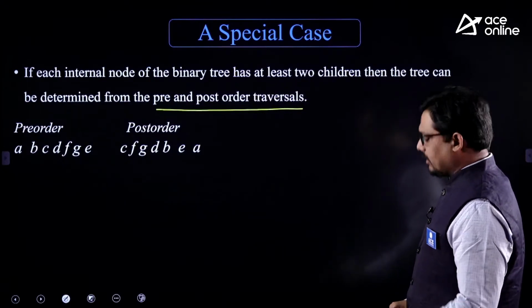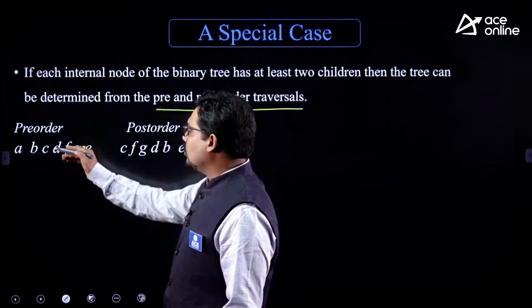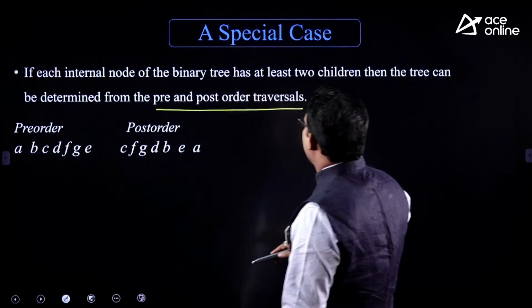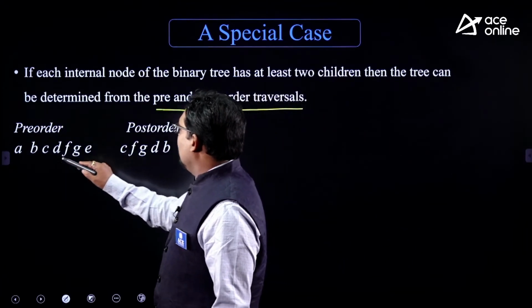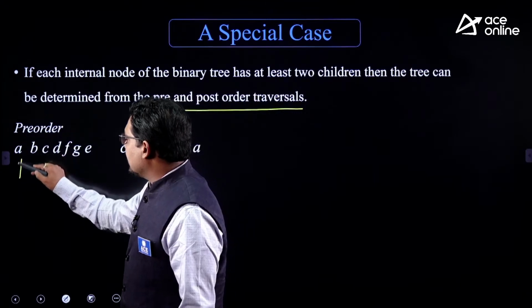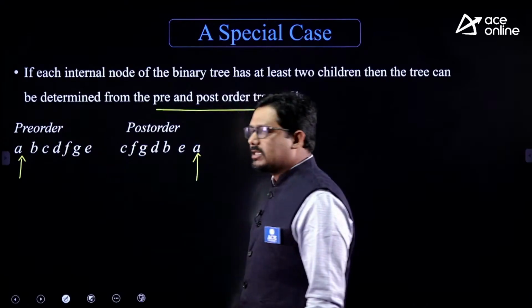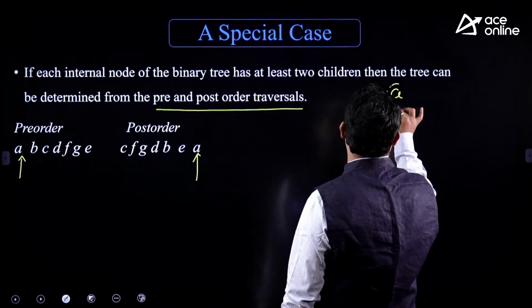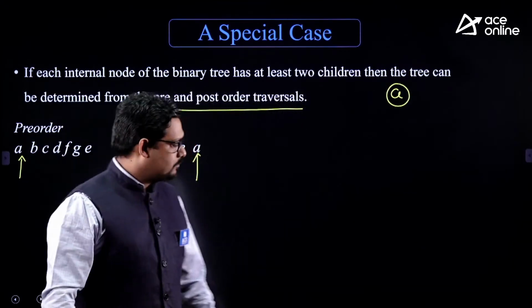Now we know that the pre-order traversal sequence is root, left, and right. Here the root will definitely be A, so A is the root of the tree. For a two-array tree, I am talking about this situation.